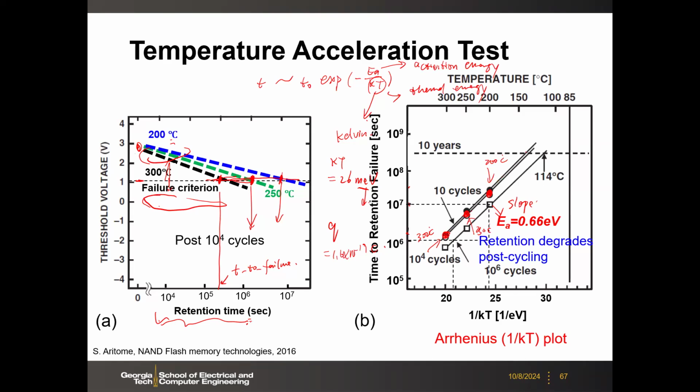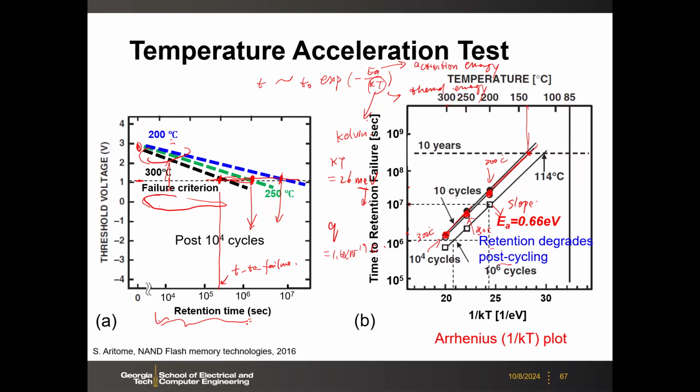And then you do the extrapolation. This is a standard way. Even in industry, you have to do this. There's no way for you to wait for 10 years to evaluate your product. But you have to do this extrapolation, and then say after 10 years, what is the operational temperature that is still safe? So in this example, if you draw 1 over kT and back convert to degrees C, then you see that here is a little bit less than 150 degrees C. And then you have to repeat this for post-cycling retention.